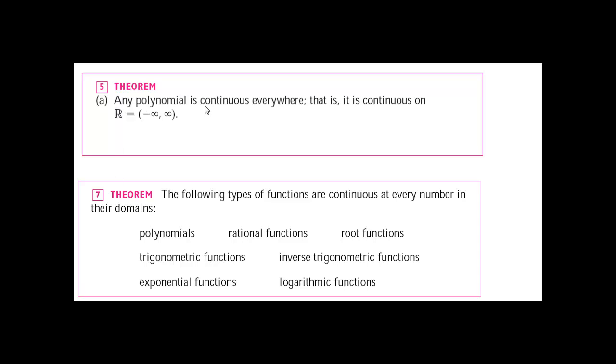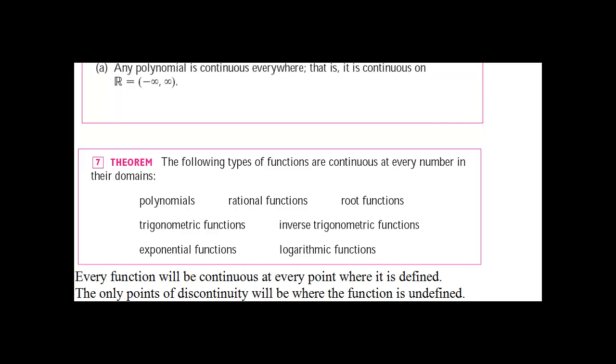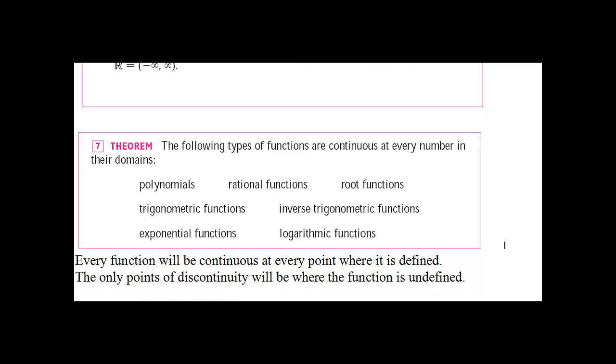The first one tells us that polynomial functions are continuous everywhere. The next theorem gives us a list of functions that are continuous on their domain. What does it mean for a function to be continuous on its domain? It means that the only places where a function is discontinuous are at x values where the function is undefined.